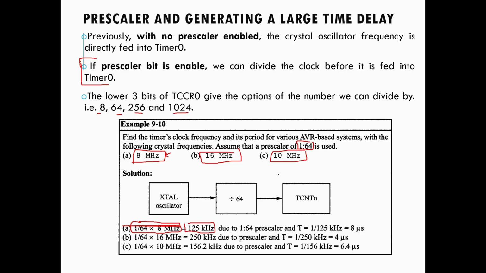Because of the prescaler, the T for each clock is 8 microsecond. Before that, you have 1 over 8 megahertz, which gives you 0.125, right?